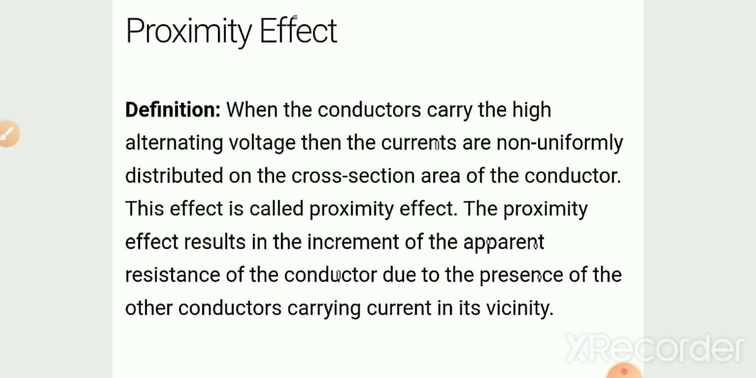There is a tendency for current to flow in the other conductor in an undesirable loop pattern due to the presence of the magnetic field generated by the nearby conductor. It is because the magnetic field is created due to the presence of the nearby conductor. That's why the current densities of both conductors are non-uniform.